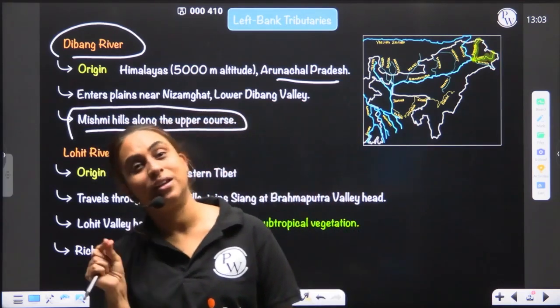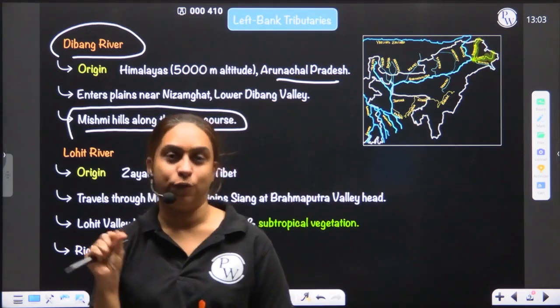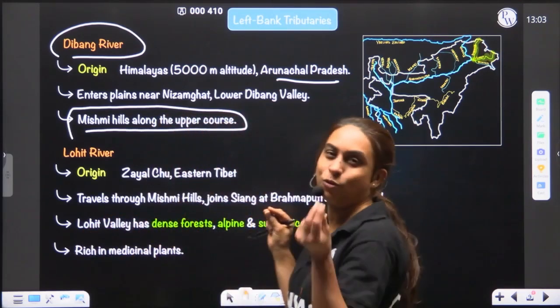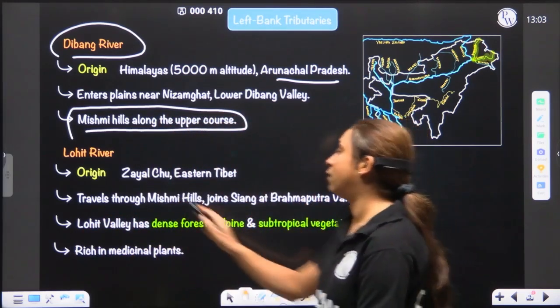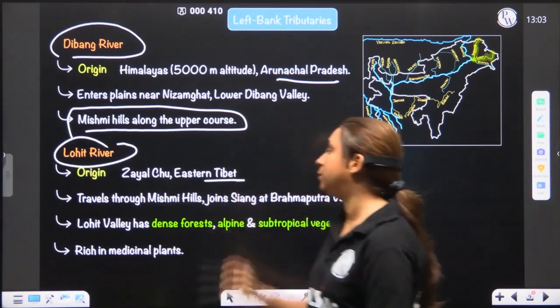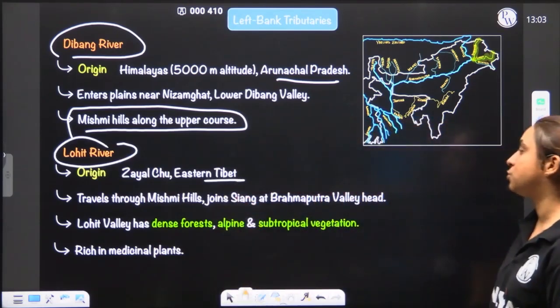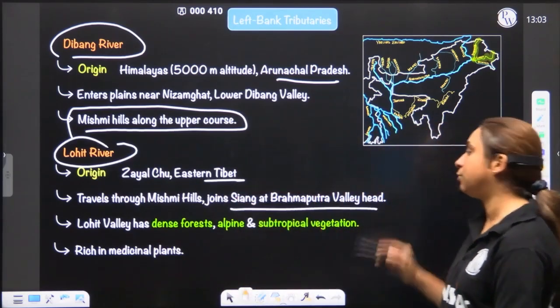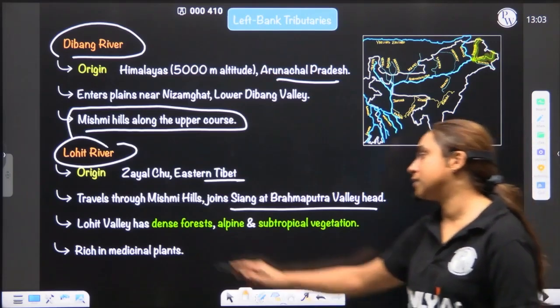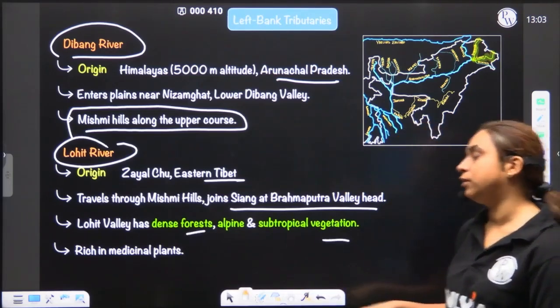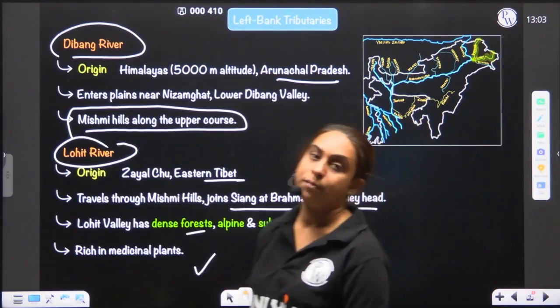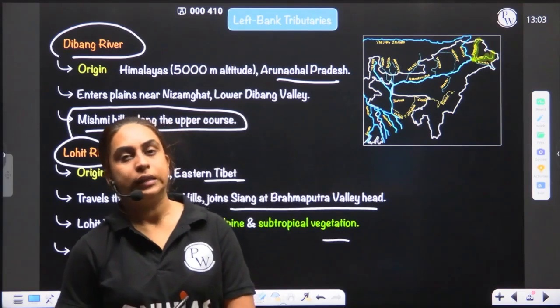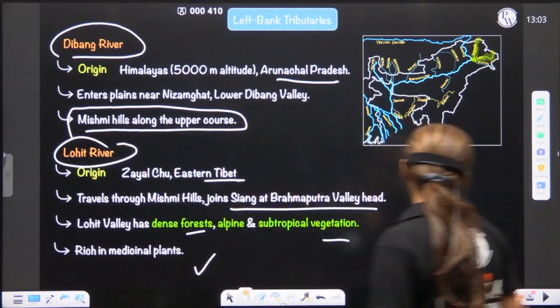So there's a Mishmi Hill that is cut by this Dibang River. Mishmi, a smaller hill that we have. Then you have Lohit. It is coming from Tibet region. It is also traveling through Mishmi Hill and it is joining Siang at Brahmaputra Valley. Though Lohit has dense forest, vegetation, they also have a good variety of medicinal plants. So that is about Dibang and Lohit that we have.